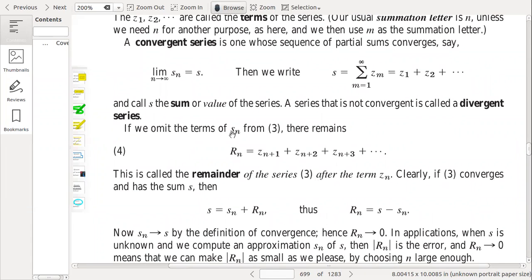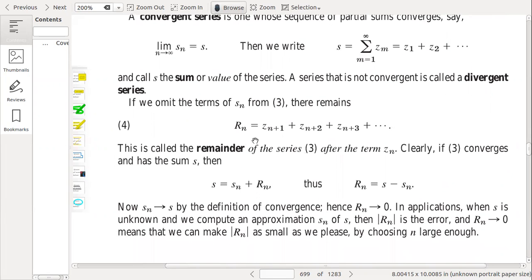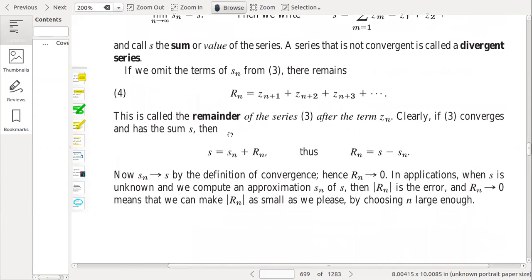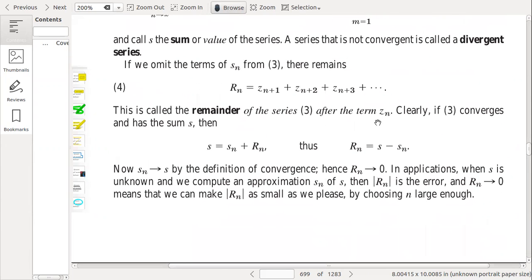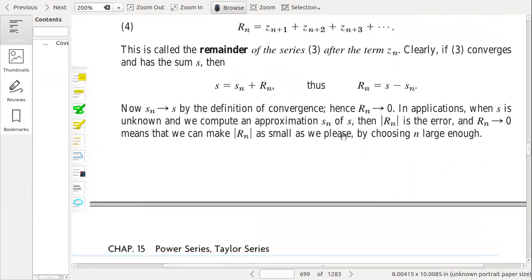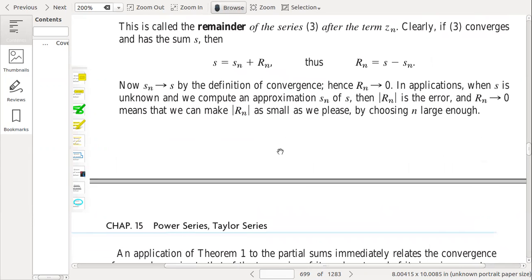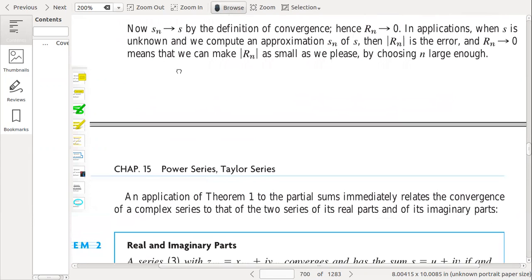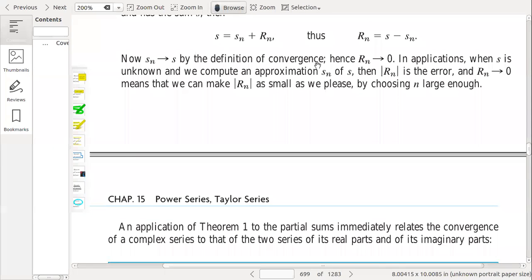If we omit the terms of Sn from series 3, there remains Rn is equal to Zn plus 1 plus Zn plus 2 plus Zn plus 3 plus so on. This is called the remainder of the series 3 after the term Zn. Clearly, if series 3 converges and has the sum S, then S is equal to Sn plus Rn. Thus Rn is equal to S minus Sn. Now Sn approaches S by the definition of convergence, so hence Rn approaches 0.